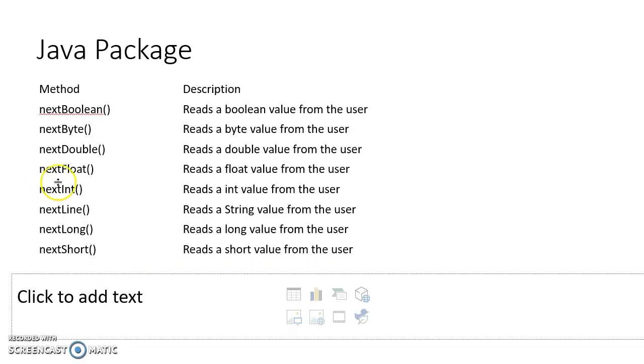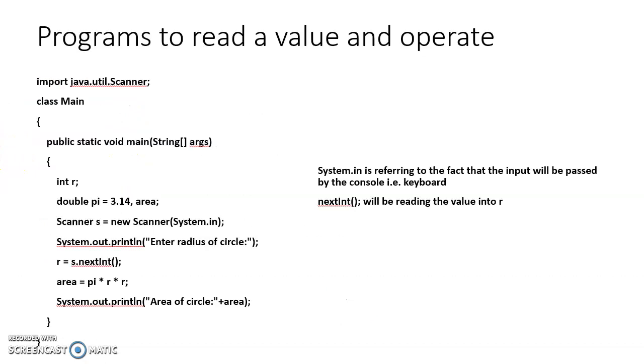If you look at this slide over here, there are various methods that are available and a description is given over here. Sometimes you may have to read a boolean value. You will have to use a byte value, double, float, int, line for a string, a long value and a short value. All these are methods which can be used for reading in the value. Here the data type is int, so I'm using the method called nextInt for reading the value. And then I calculate the area, pi r square, and then I display this value.